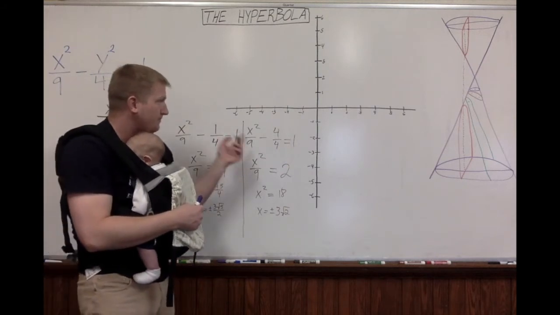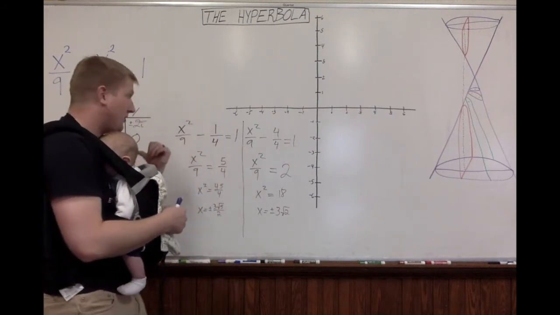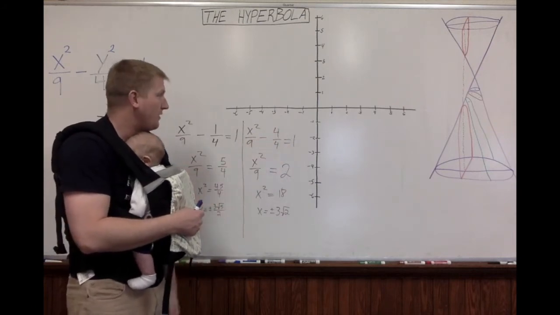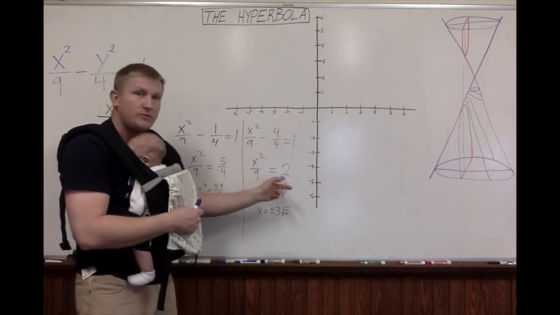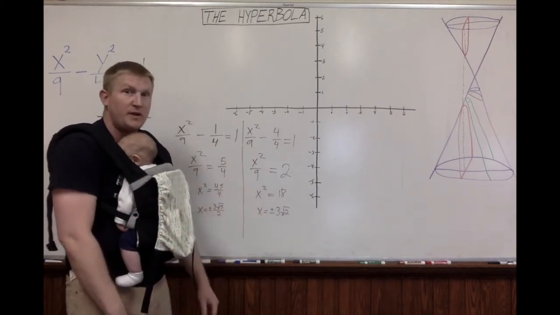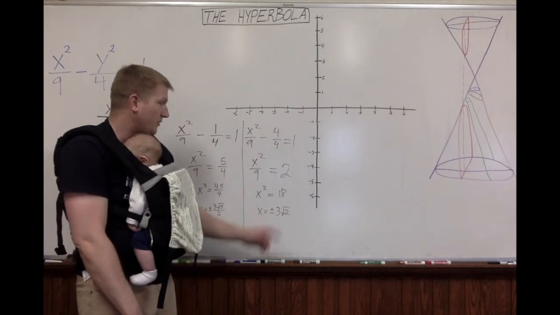Then over here, when y equals 2, we're going to get 4 over 4, which is just 1. So we're going to add 1 to both sides. We get x squared over 9 is equal to 2. Multiply both sides by 9 to get x squared equals 18. Square root of both sides.